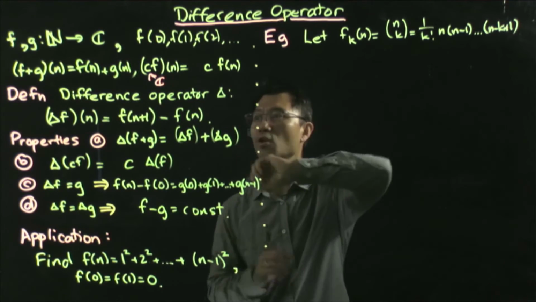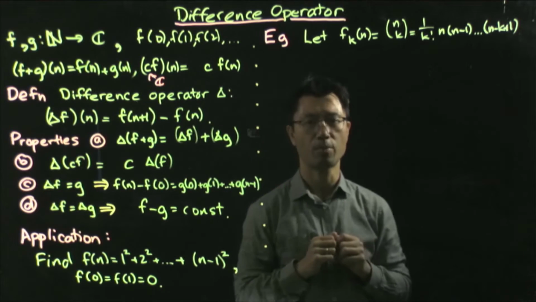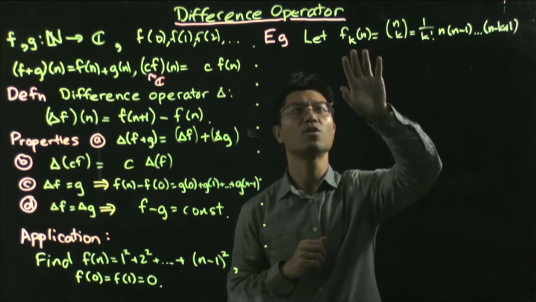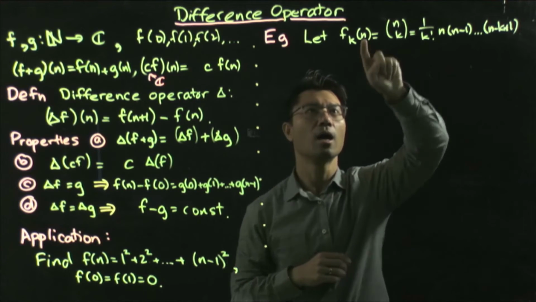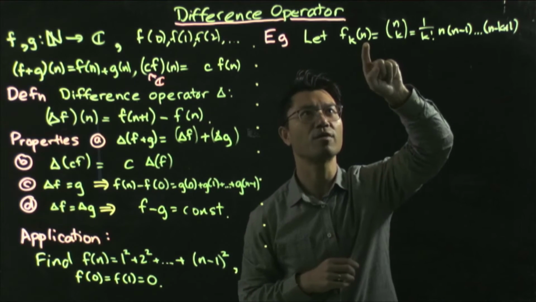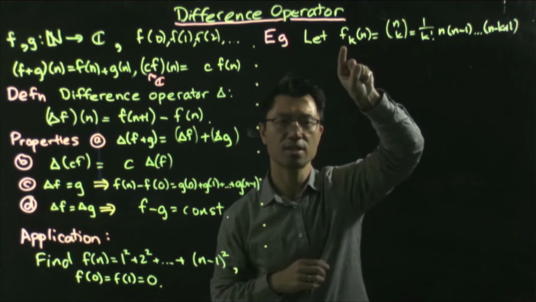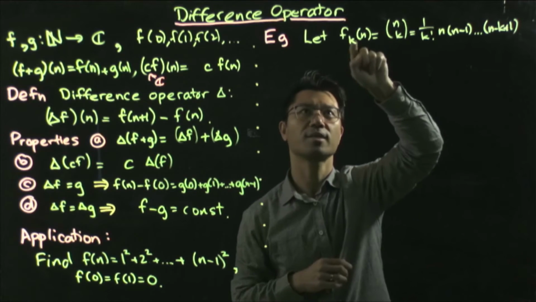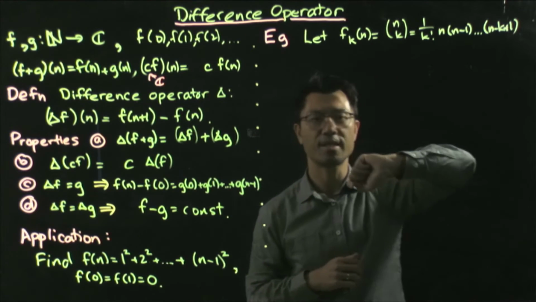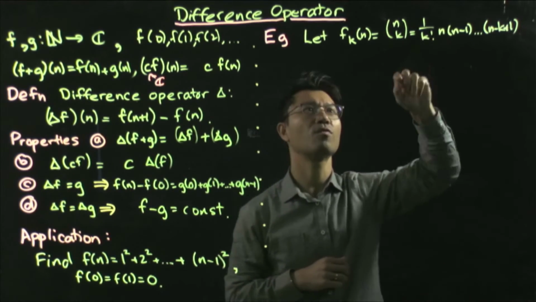Okay, so let's have a look at a quick example of the difference operator here. We're going to look at f_k(n) as my sequence. It's a sequence defined as follows: the function of n. This k is just some natural number, and I'm going to define it to be n choose k. So k can be any fixed natural number, 0, 1, 2, and so forth.